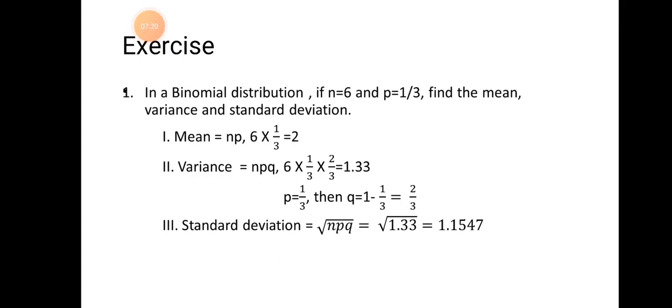So p is equal to 1 by 3, then q will be equal to 1 minus 1 by 3, that is 2 by 3. So n into p into q, you got 1.33. Standard deviation is equal to root of the variance. So if you take the square root of the variance, you will get 1.1547.